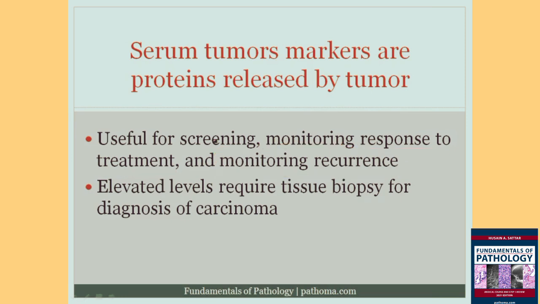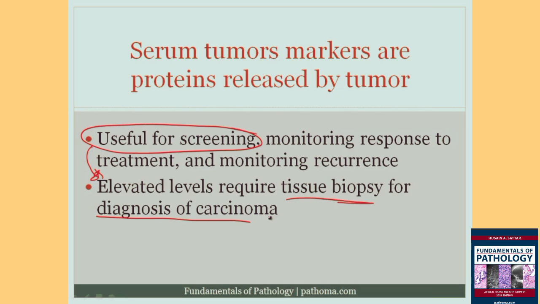I want to remind you that when it's used for screening, elevated serum levels still require a tissue biopsy for diagnosis. I think I've already hammered home this point. You cannot make a diagnosis of cancer without a tissue biopsy. And so even if a patient has a super high PSA, let's say some crazy number like 300-400, that still would require a tissue biopsy before a diagnosis of carcinoma can be made.